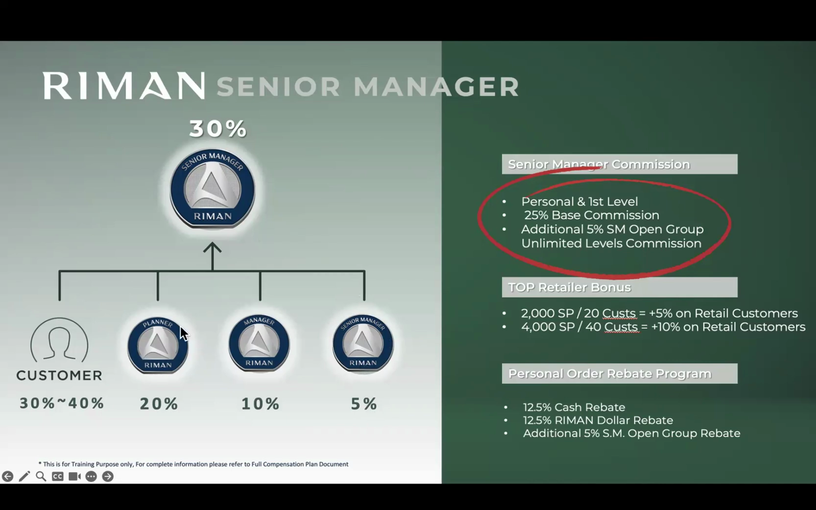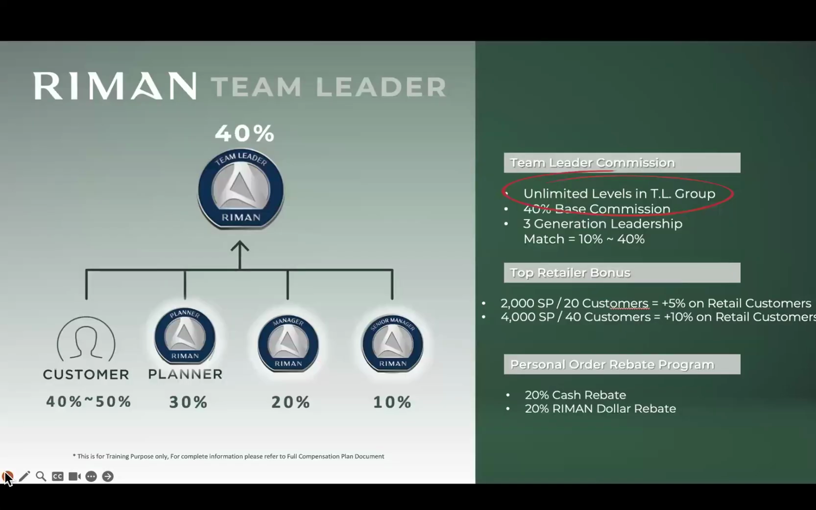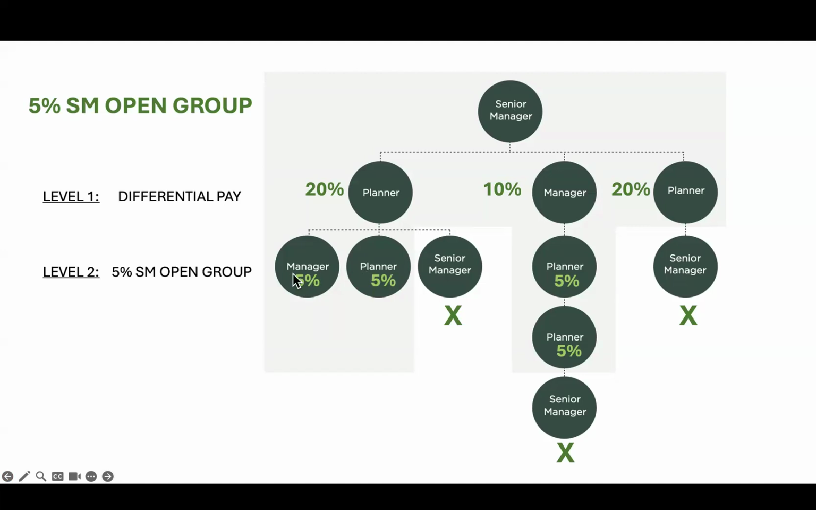Okay. So this is your level one. Very similar to the manager, you get a differential payout on your level one. But remember, anything beyond your level one into your level two, here's what you have to realize. When you are a senior manager, anywhere in your organization from your level two and on, where there is no senior manager, you see how the highlighted parts have no senior manager? From beyond your level one, starting from level two, where there are no senior managers, every manager or planner that is in your open group, you get 5% here, 5% here, 5% here, and 5% here.